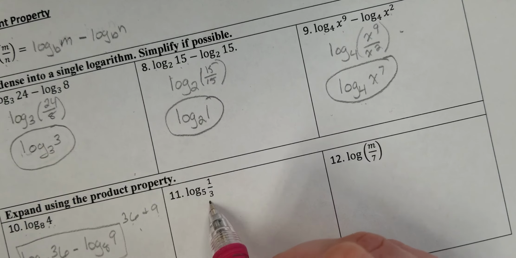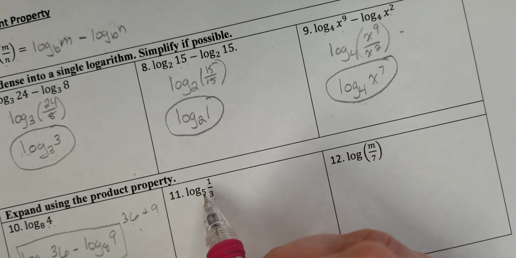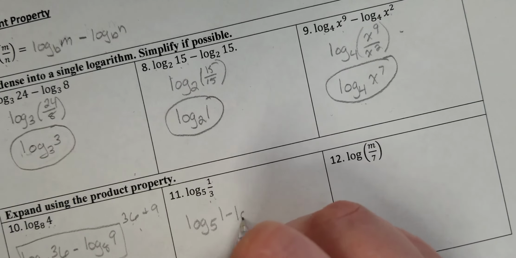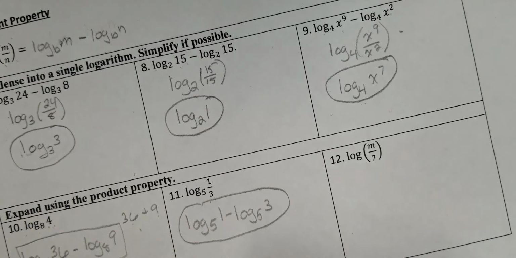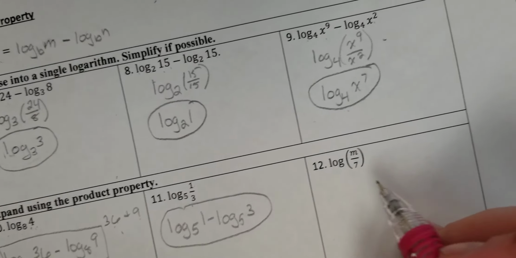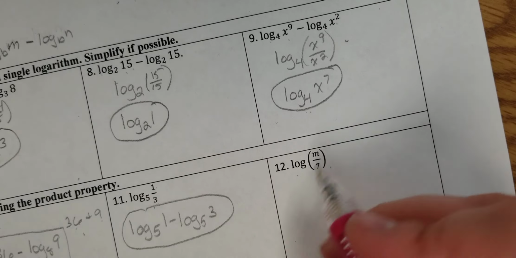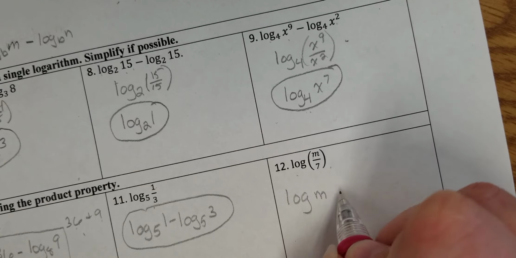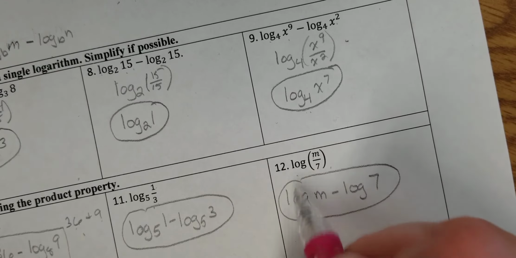Now for this one, it gives us specifically the fraction 1/3. So this is our numerator, this is our denominator, and we're just going to use these numbers to expand our function. So we have log base 5 of 1 minus log base 5 of 3. And there you go. And for 12, we have log of m over 7. So it tells us to use m and 7. So it just becomes log of m minus the log of 7. And there we go.